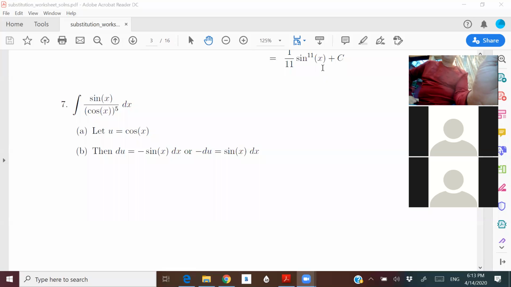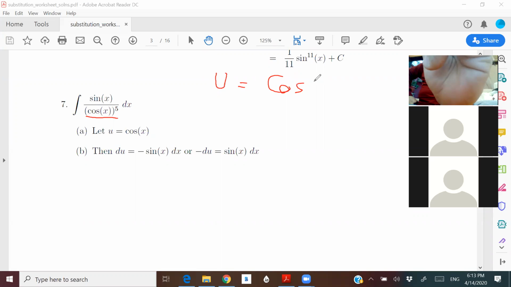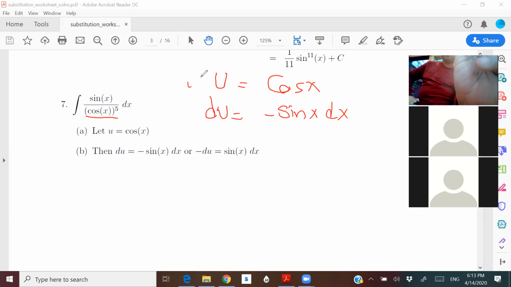Okay, one for number 7. Sine over cosine x power 5. Which one am I going to replace by u? The one that has a raising power, which is cosine x. So again, u instead of cosine x. du becomes negative sine x dx, the derivative. Understand? So we have two replacements.